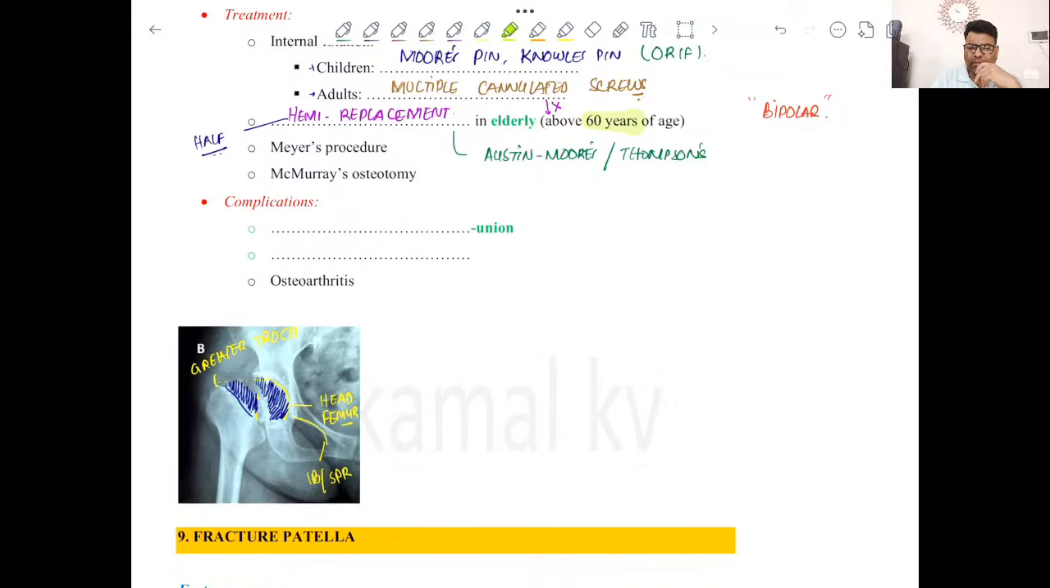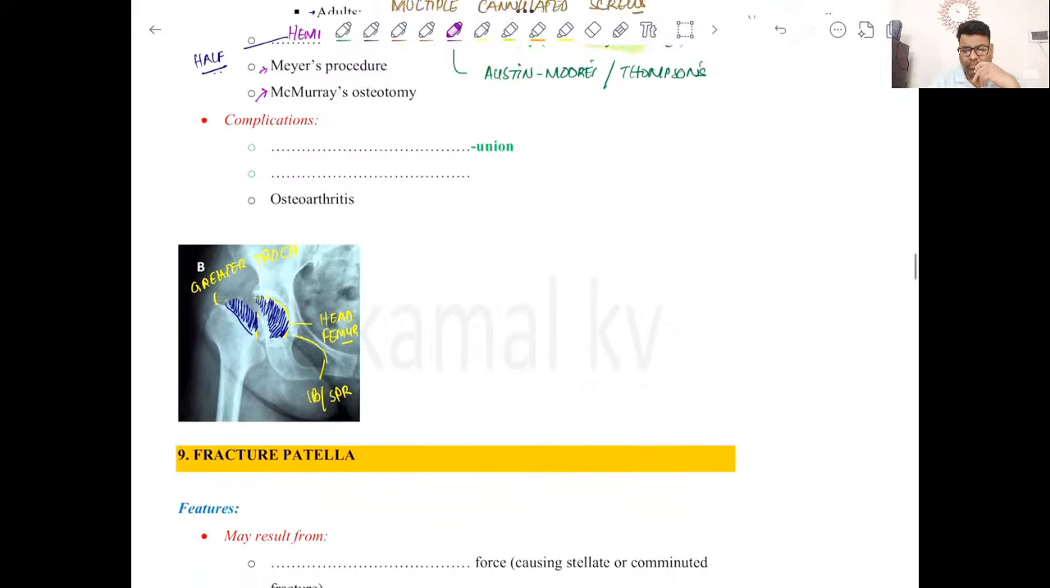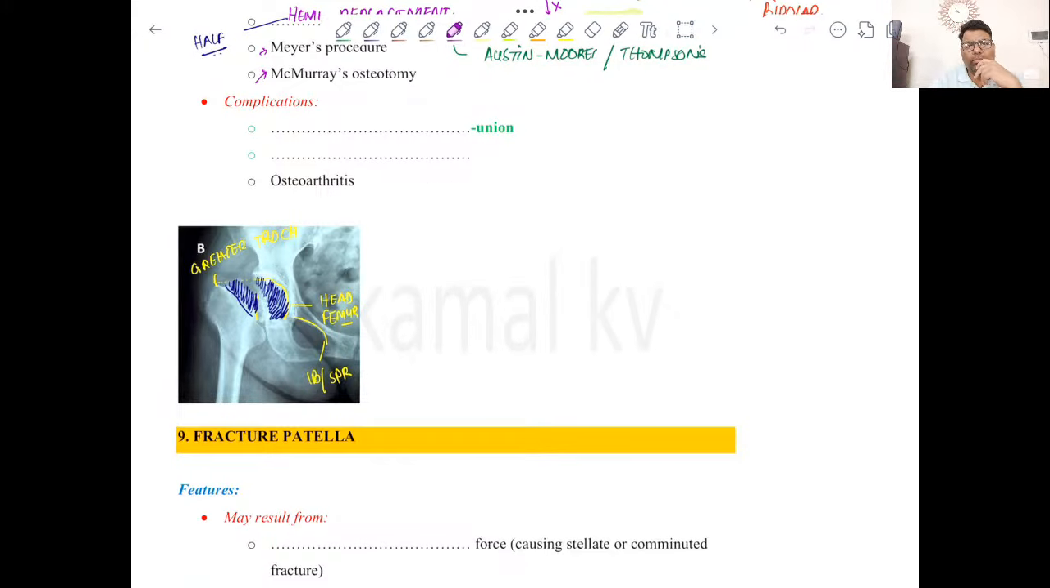Then for vascularity, we can try a Meyers procedure. If you feel that it is taking a lot of time for union, or it is going towards non-union, we can try a vascularized graft, and that is the Meyers procedure. And we can do a McMurray's osteotomy for mechanical axis realignment in cases of non-union of fracture neck of femur. Now, why is this fracture so problematic? Because there are high chances of it going into non-union.